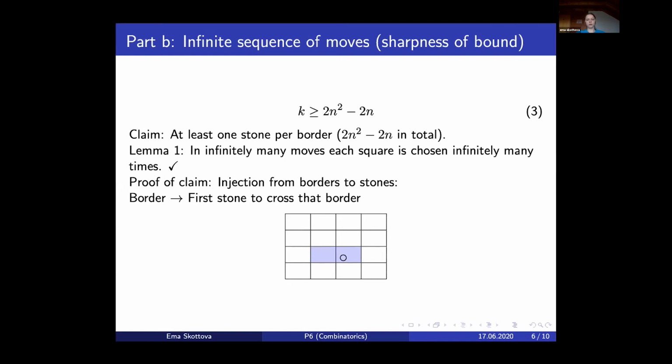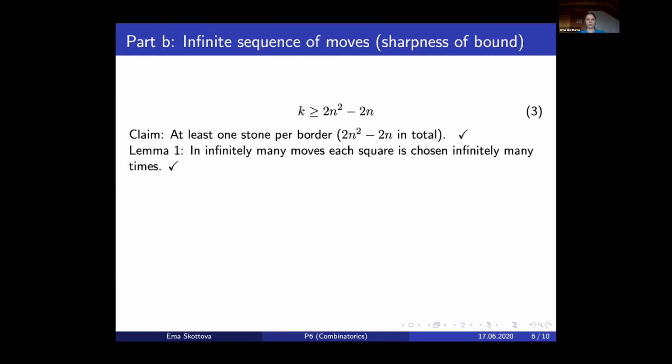So what we can conclude is that as soon as a stone is assigned to a border, it can only cross that border. So we will have an injection. And if we have an injection, that means that there will be at least one stone per border. So we've also proved our claim, which now means we are done, because we've proved that for all k greater than or equal to 2n squared minus 2n, it works. And because we need at least that many stones, no lower number will work.